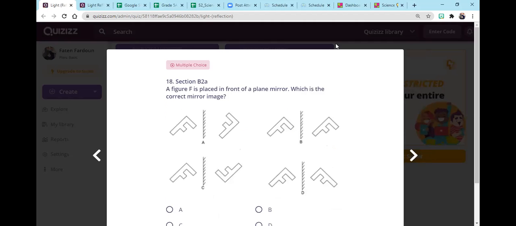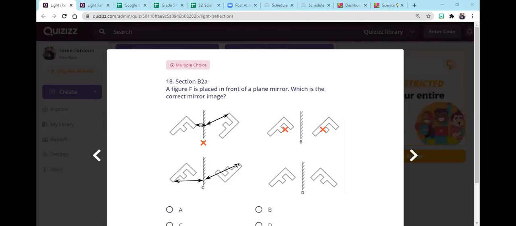Which one is the correct image of the letter F? D. Not B, guys. The mirror doesn't give exactly the same image. A is wrong. Now, the distance from here to here is equal to the distance from here to here. No, it's D, Miss. It's D.